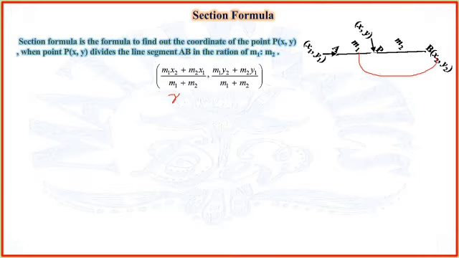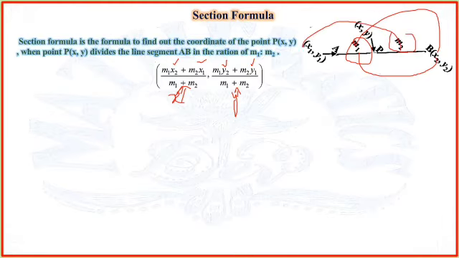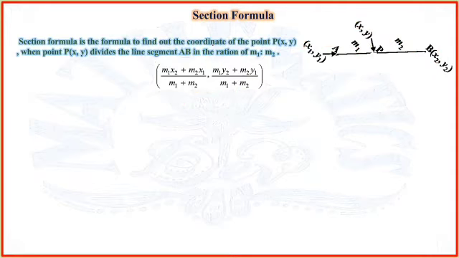If this is x coordinate and this is y coordinate, so you can see since it is x coordinate, involvement of x only, and this is the coordinate of y, therefore involvement of y coordinates only, y1 and y2. So m1 x2 plus m2 x1. Similarly, m1 y2 plus m2 y1, upon m1 plus m2, and again m1 plus m2.